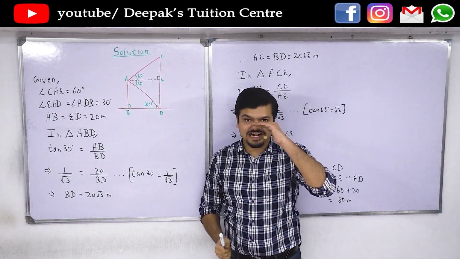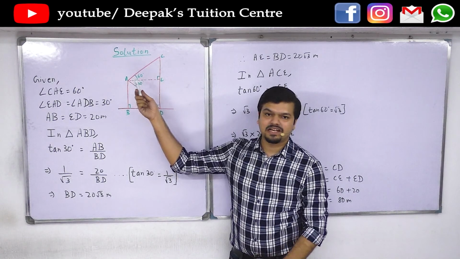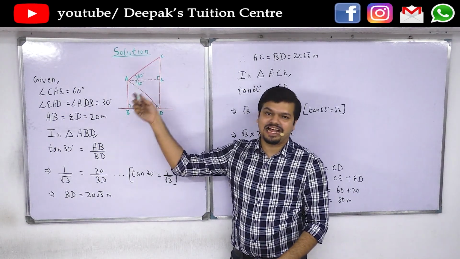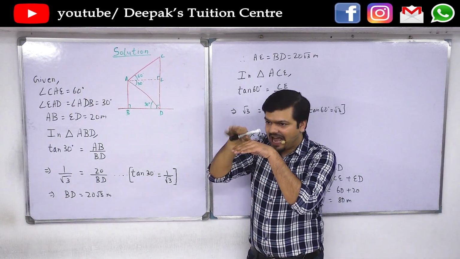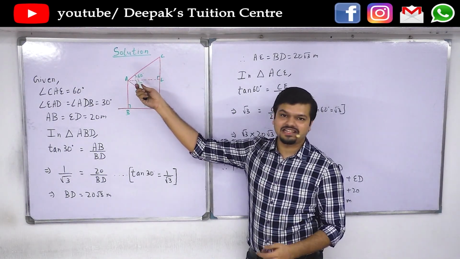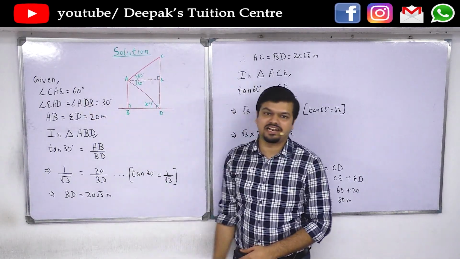my normal line of sight will be parallel to the ground. That would be AE. So if this is my normal line of sight and I try to see the top of the tower, that is point C, then my angle of elevation will be 60 degree. That is given in the question. So therefore angle CAE equals to 60 degree.